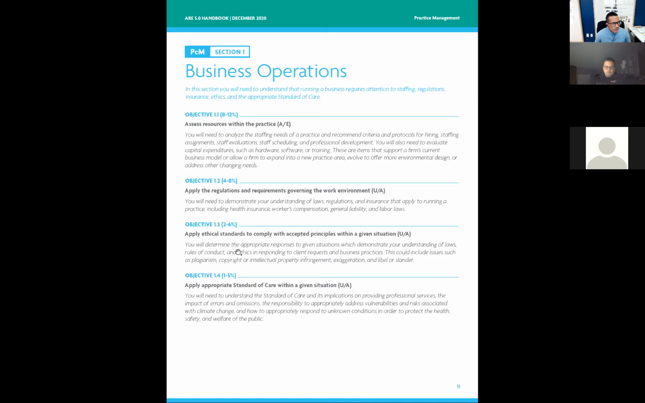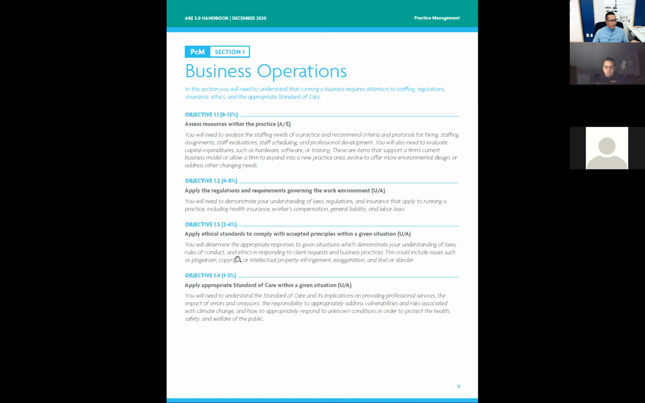Apply ethical standards to comply with accepted principles within a given situation. You will determine the appropriate responses to given situations, which demonstrate your understanding of laws, rules of conduct, and ethics in responding to client requests and business practices. There may be some unethical client requests, because the client telling you to violate the law doesn't mean you should, and you will not do that because you don't want to lose your practice, right? You would rather lose a client than lose your practice. And you want to lose a client rather than hurt somebody, because at the end of the day, we're here to protect the health, safety, and welfare of the public.